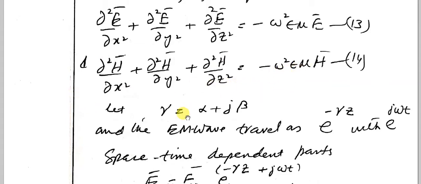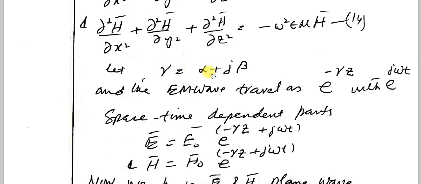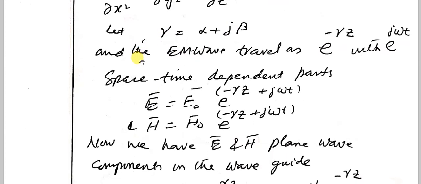Since gamma is equal to alpha plus j beta, we have already defined that. Let us now take the electromagnetic wave travel as e raised to minus gamma z with e raised to j omega t. So these are the space-time dependent parts. The E field is given by E naught e raised to minus gamma z times e raised to j omega t, which are added in the powers of the exponent, and H is equal to H naught e raised to the power minus gamma z plus j omega t.